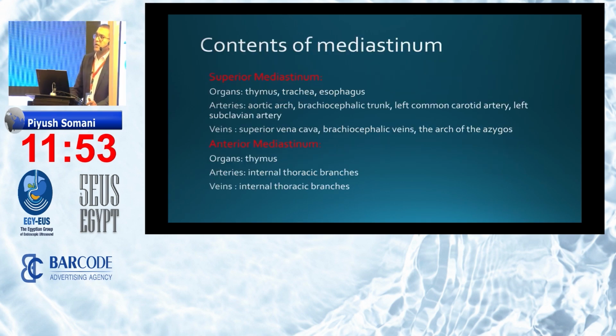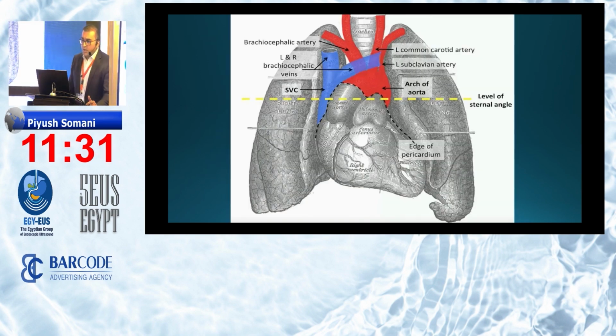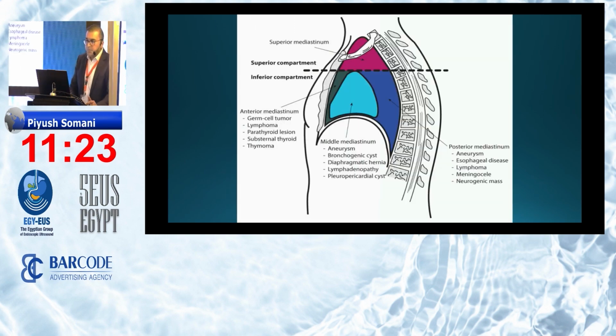We need to understand the contents of the mediastinum to know the different pathologies. The superior mediastinum is known to harbor thymomas. It includes lymphomas and other etiologies. The anterior mediastinum includes the thymus and obviously the other arteries. The middle mediastinum includes the pericardium and the blood vessels. Now again, another image showing the overview, if you look at it from the front side, of how we divide the mediastinum.